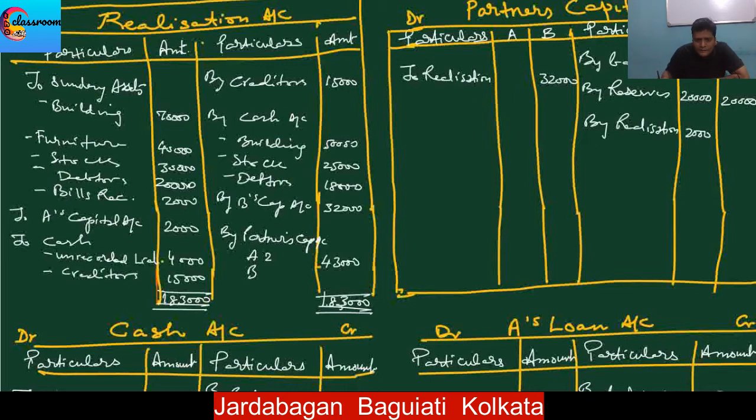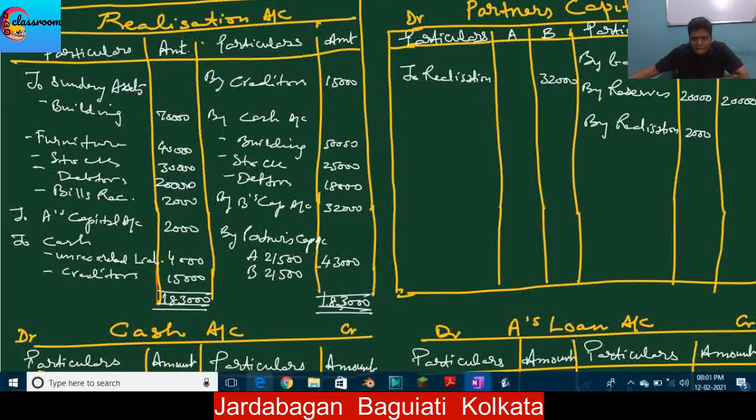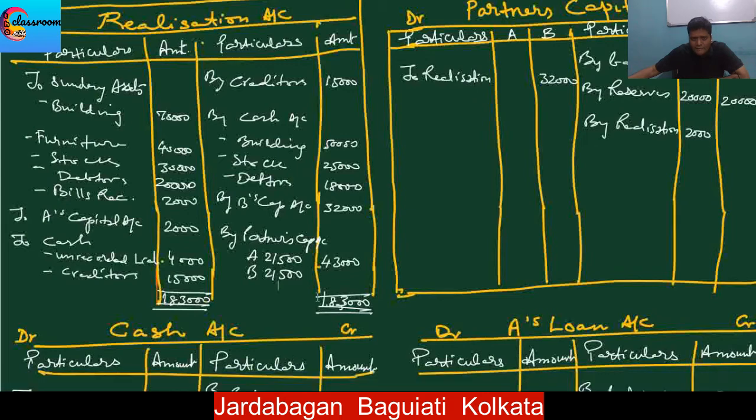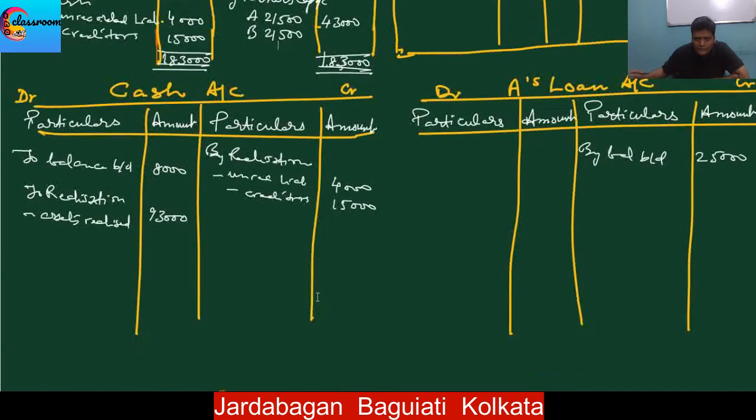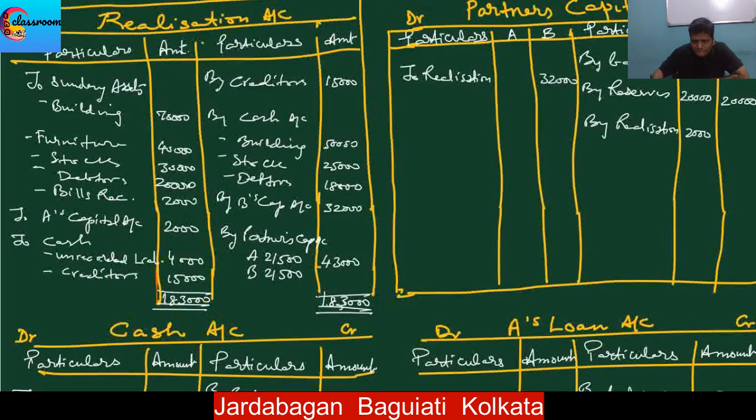So this is 21,500 to both. So we need to transfer the loss to partners' capital as well. Partners' capital debit to realization is the entry. So in partners' capital account we need to write to realization. This is realization loss. Fine. Having done this, we have closed the realization account.